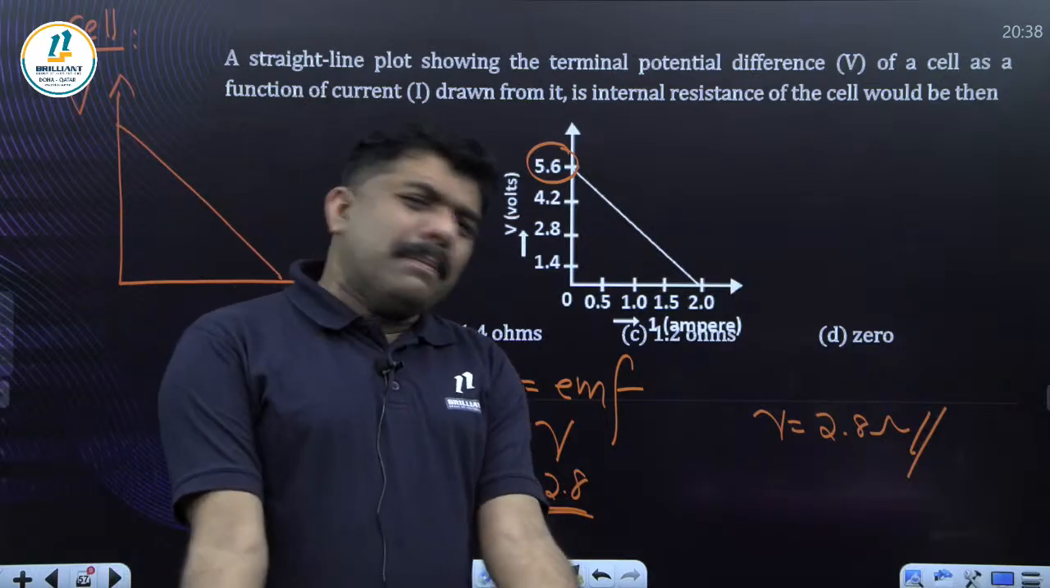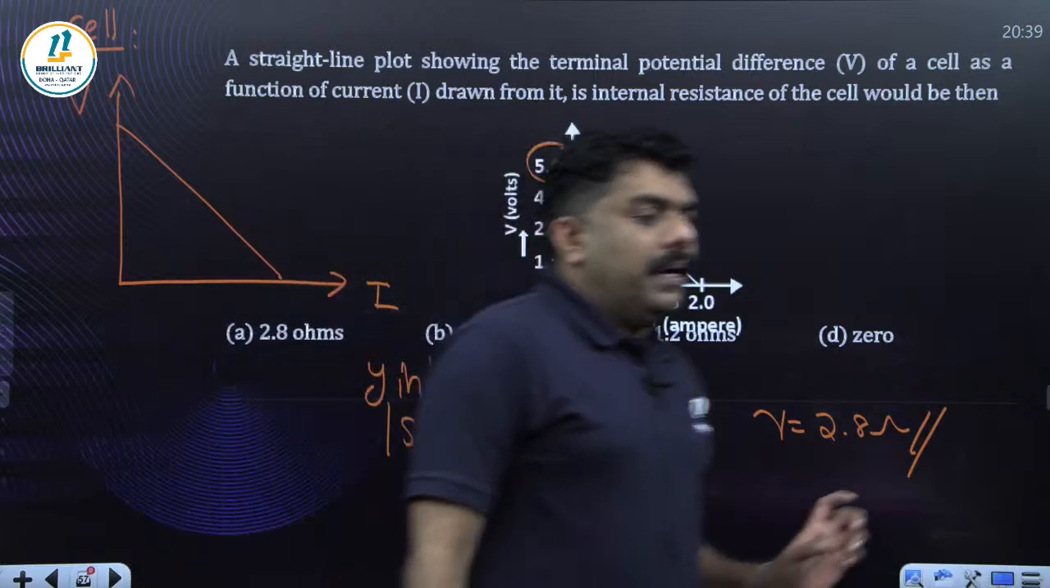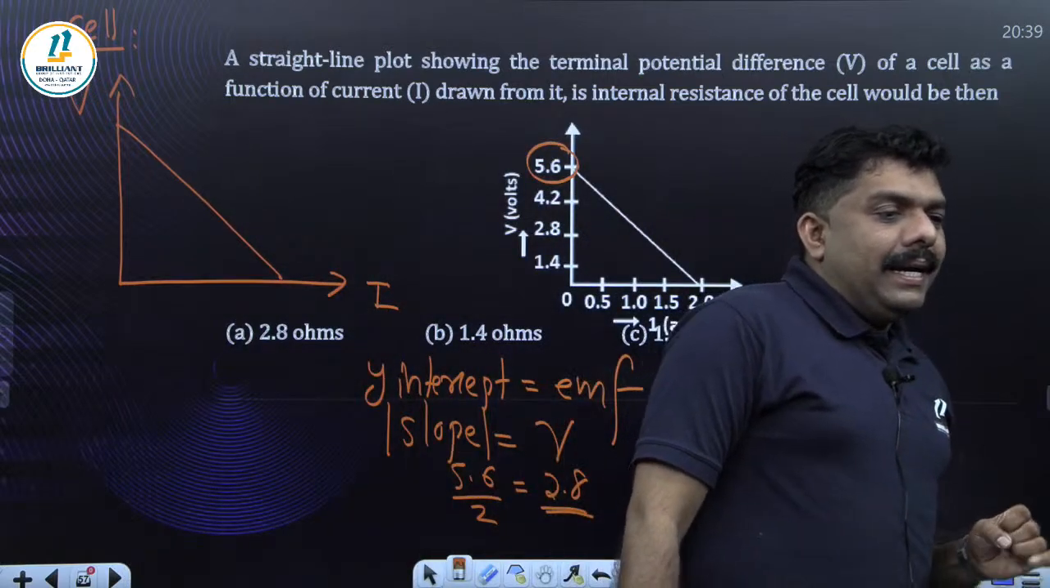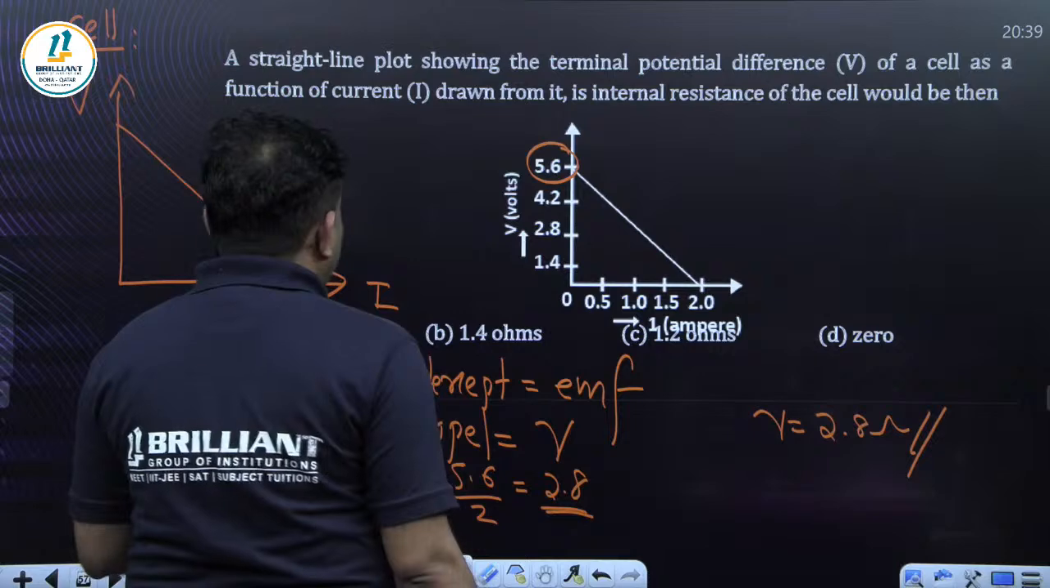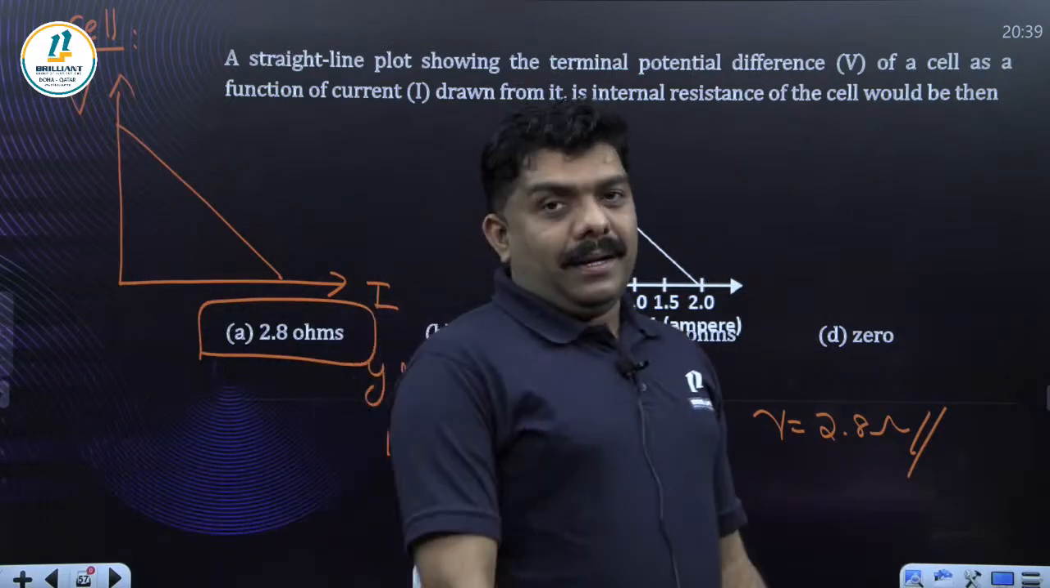Even if we find a minus sign, a minus answer is not coming. Resistance can never be negative. So we can say, yes, Chris, right. The right answer is option A, 2.8 ohm.